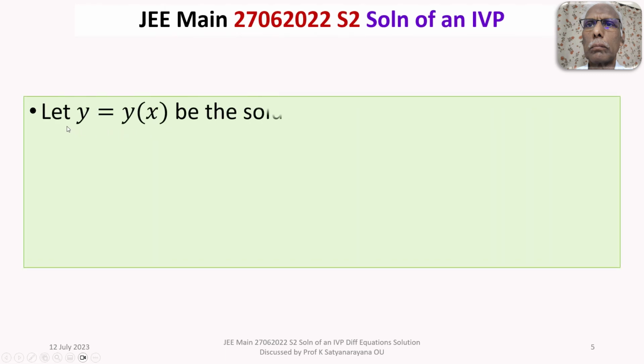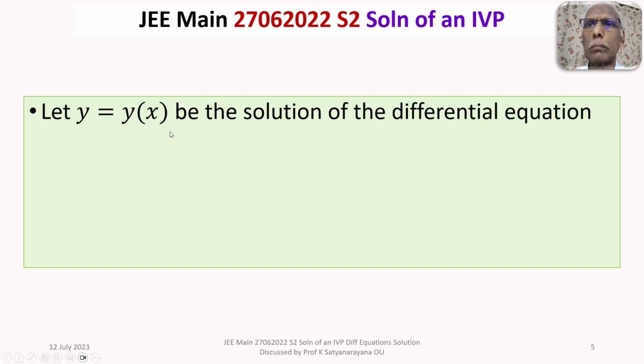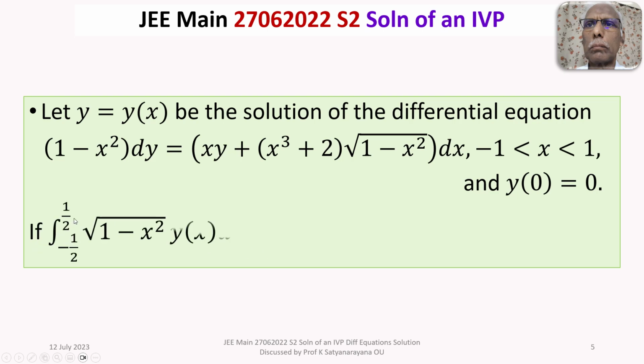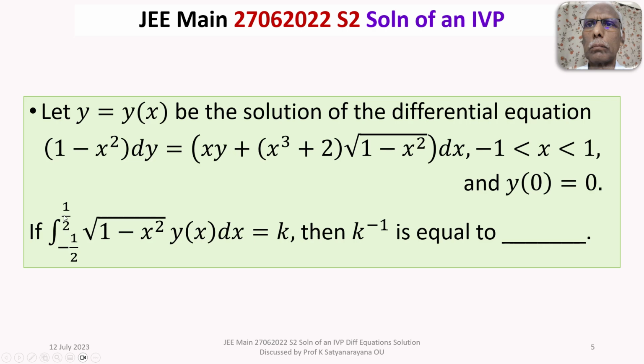The given question is: let y = y(x) be the solution of the differential equation (1 − x²) dy = (xy + x³ + 2√(1 − x²)) dx, where −1 < x < 1 and y(0) = 0. If the integral from −1/2 to +1/2 of √(1 − x²) · y(x) dx is equal to k, then k inverse is equal to.